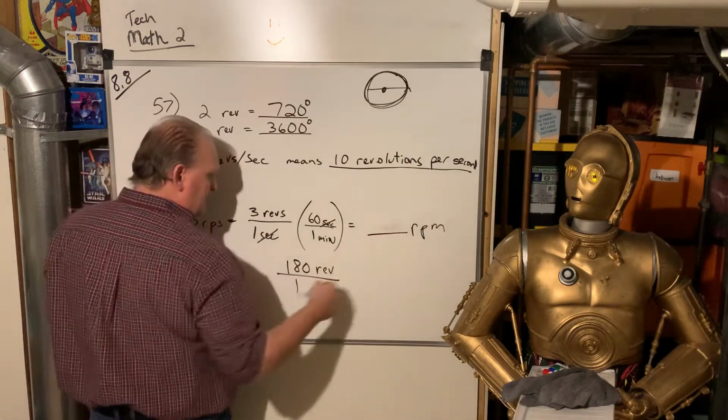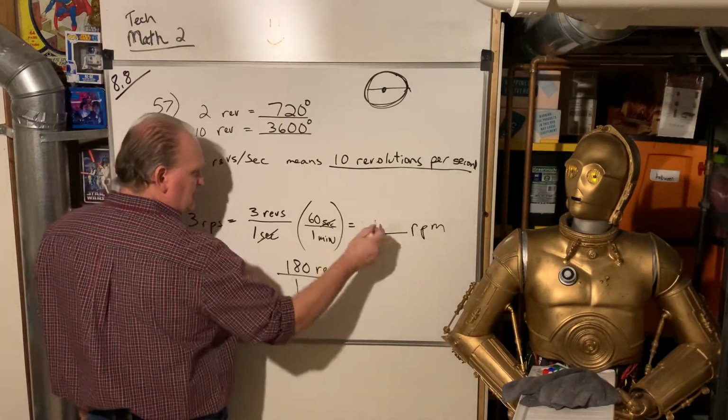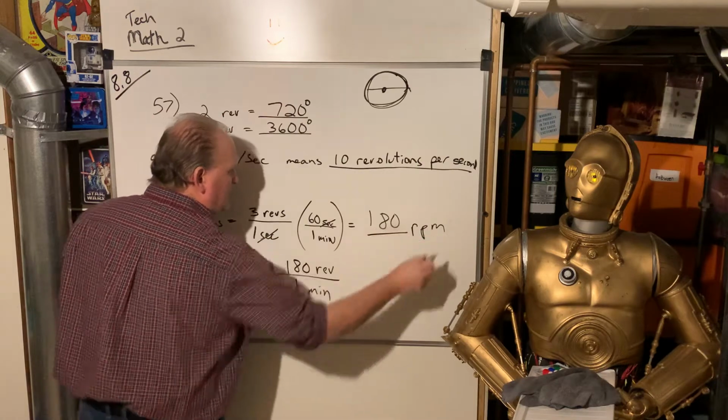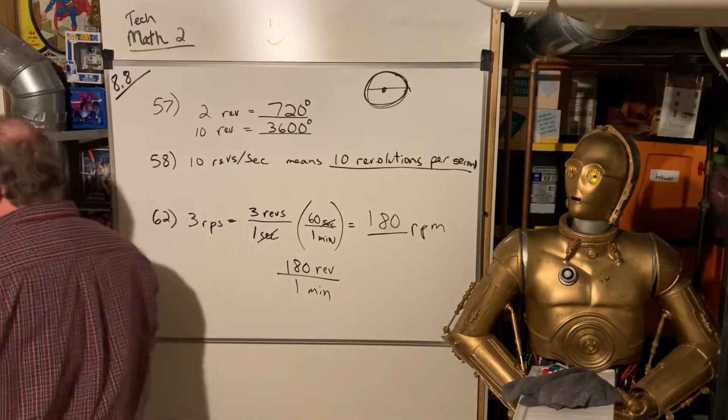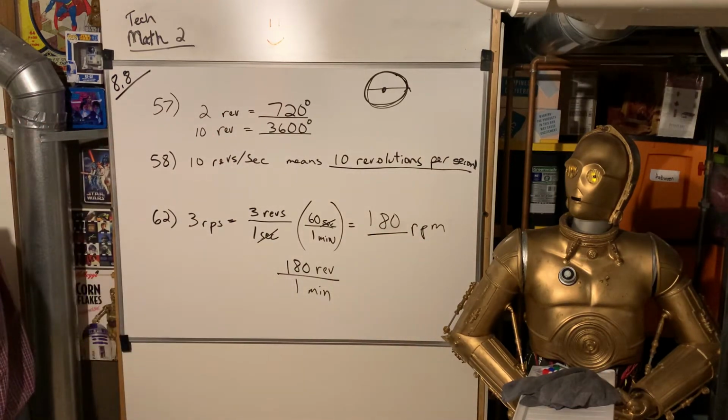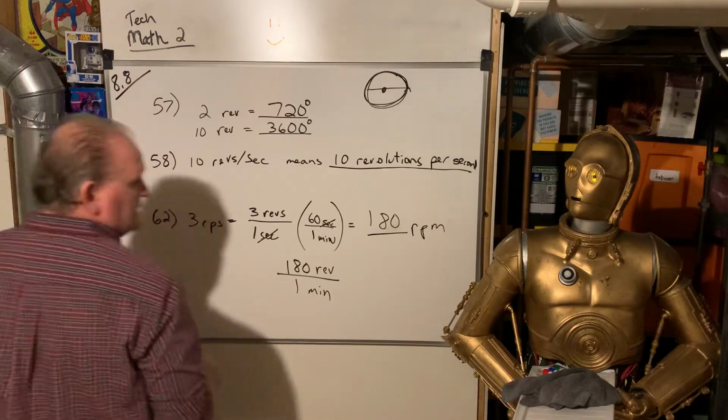Or this is how mathematicians look at it. This is how the rest of the world looks at it. RPMs. So 180 RPMs. Okie dokie, artichoke. Okay, let's look at linear velocity.